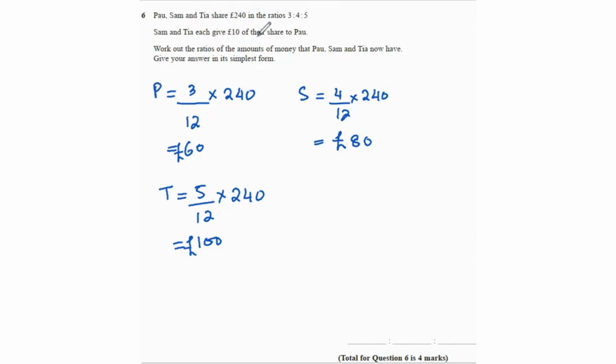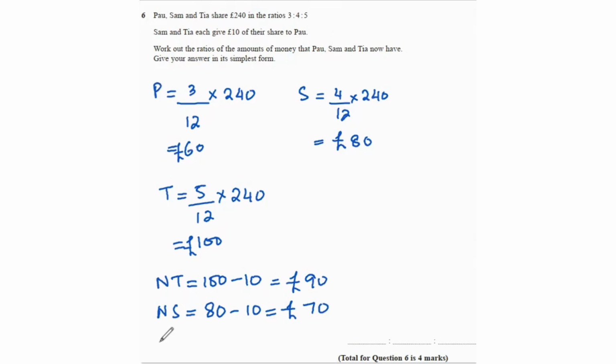Sam and Tia each give 10 pounds of the share to Pao. So new Tia would be 100 minus 10, which is 90 pounds. And new Sam would be 80 minus 10, which is 70 pounds. So new Pao is going to be 60 plus 10 plus 10, which is 80 pounds.